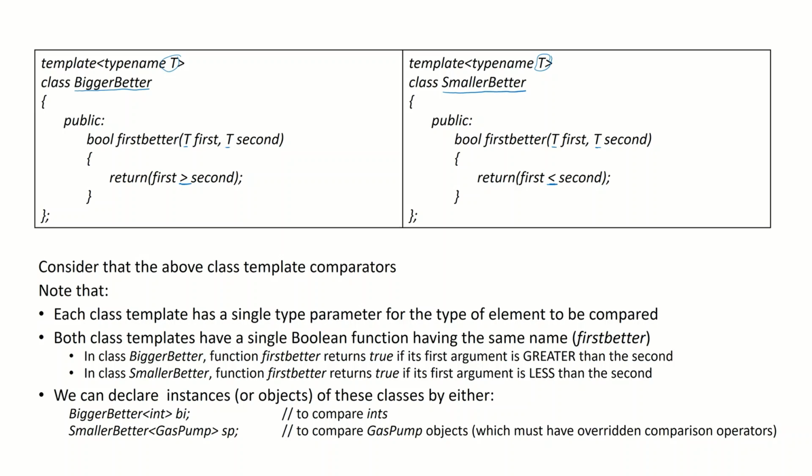named function. The only difference is that bigger better returns true if first is greater than second. And that's not a greater than or equal to, that was just underlined. Perhaps I should circle this rather than underline it. And smaller better will return true if the first parameter is less than the second. Okay, so let's keep those two templates in mind as we move forward.